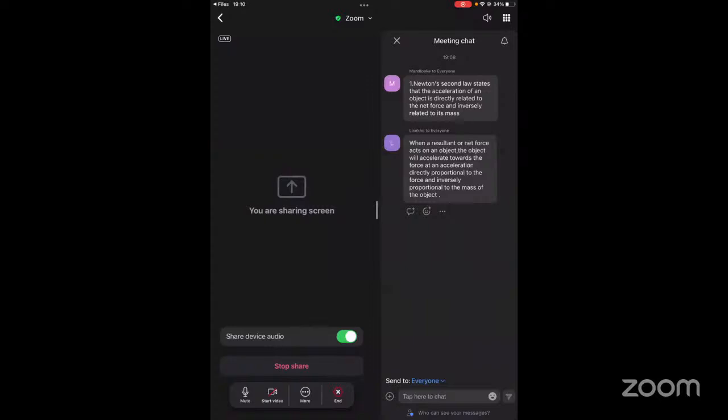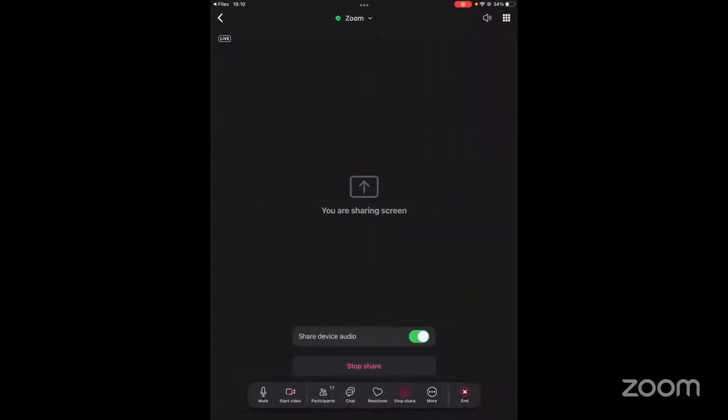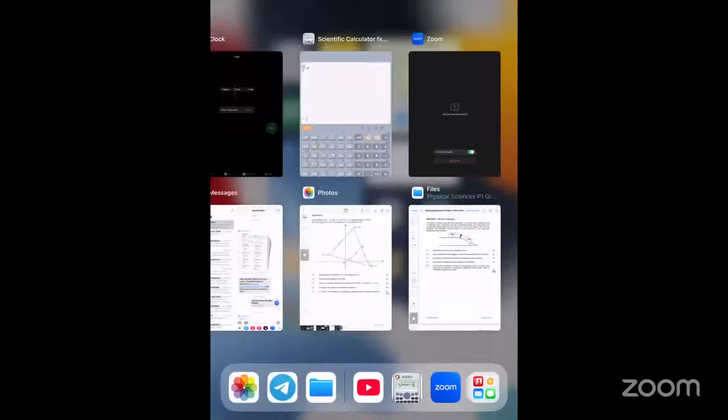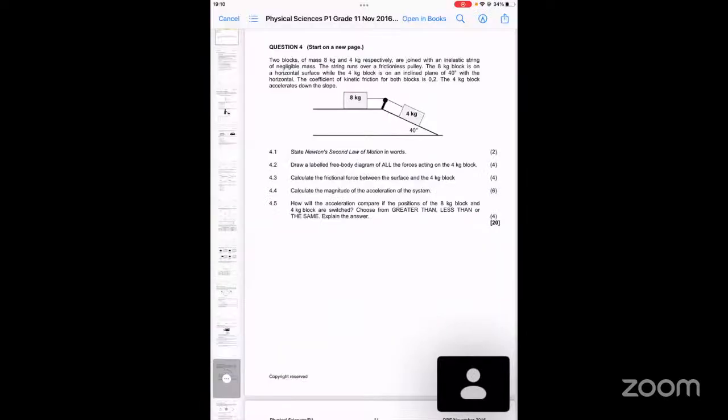Okay, then it's fine. We will move on to the next question, which says, this is 4.2. It says, draw a labeled free body diagram of all the forces acting on the 4 kg block.